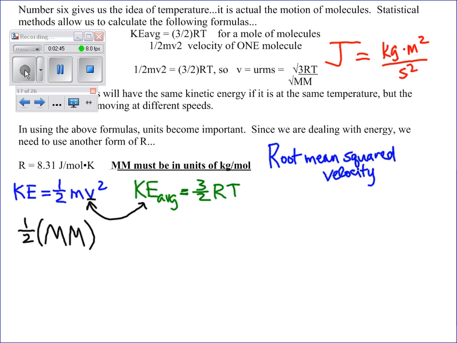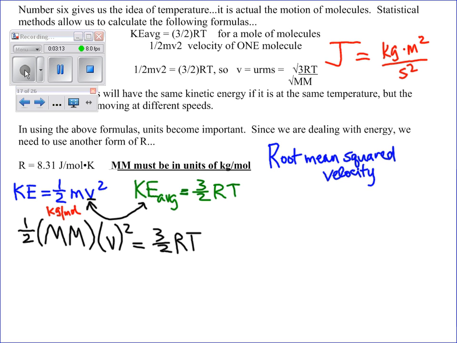Does that make sense? So this molar mass, though, you have to be very careful when you use this equation. You have to put it in kilograms per mole. So instead of oxygen being 32, you'd put in 0.032. Okay? Be very careful there. So 1/2 m, we're going to keep v as velocity, v squared, and we're going to set it equal to the average kinetic energy of a mole of gas, which is 3/2 RT.